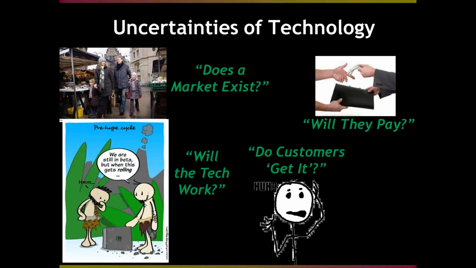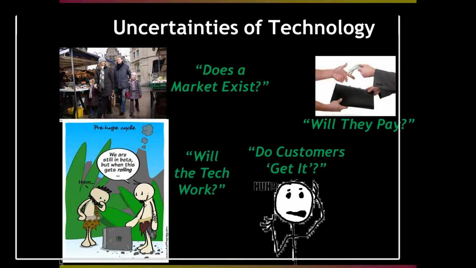So as you start to think about your business model, I want you to continually think about these 4 risks that exist with any business model, which is, does a market exist? Will the technology work? Do customers get it? And then will they pay money?